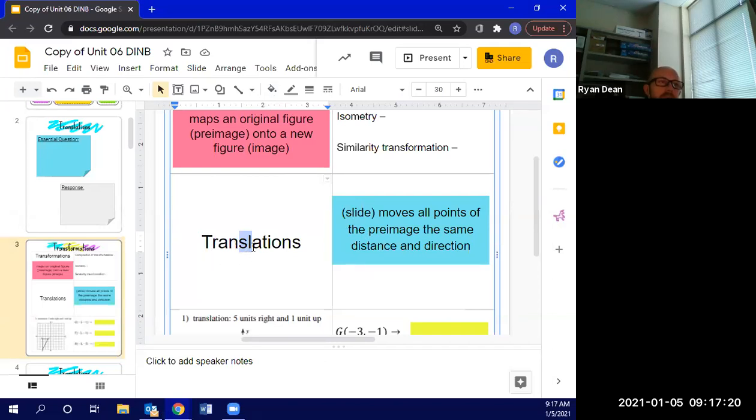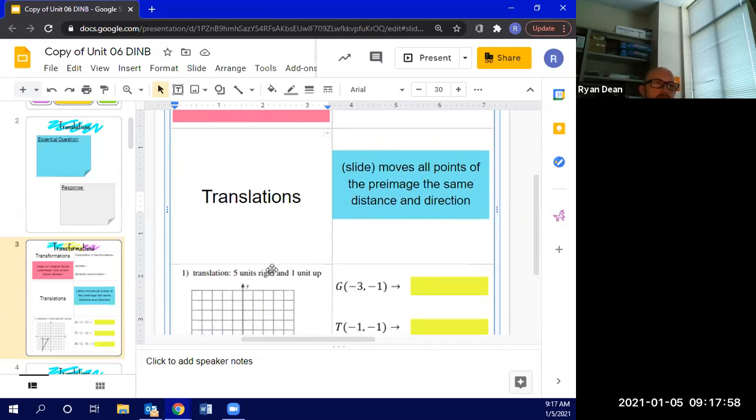So when we do a translation, we are sliding, SL, we're sliding the pre-image, our original shape, to a different place. That's all that we're doing. And the formal definition for this is we're taking every single point on the pre-image and we're moving it the exact same distance and direction. So that's what translations are. We're just sliding a shape to a different place.